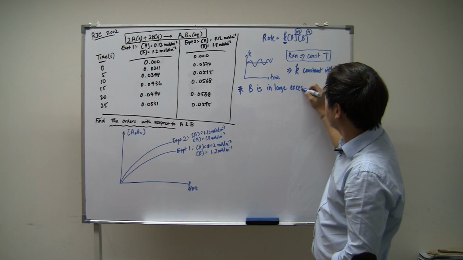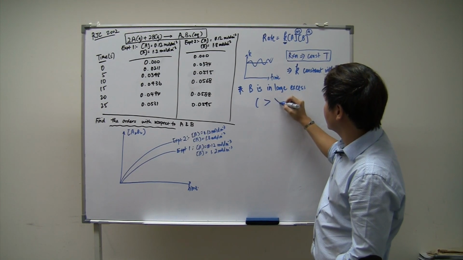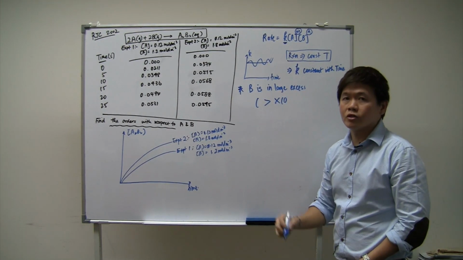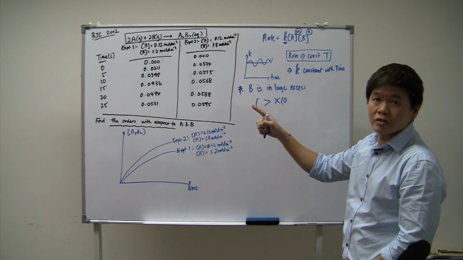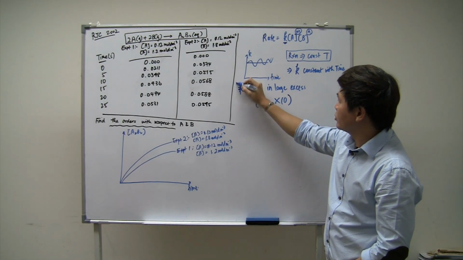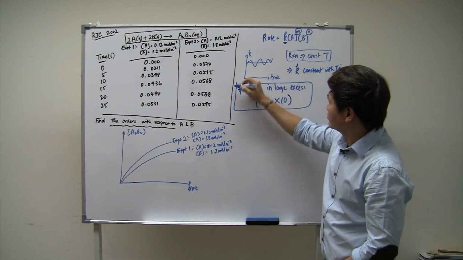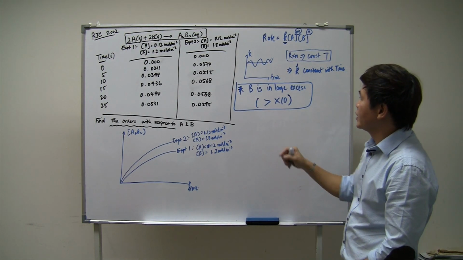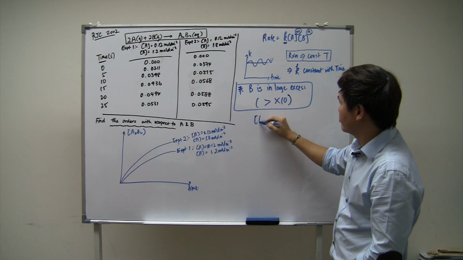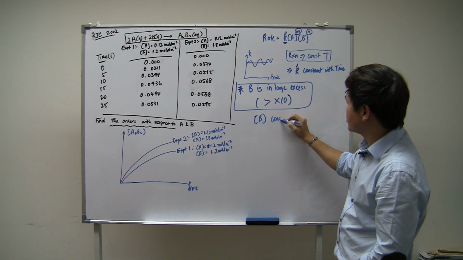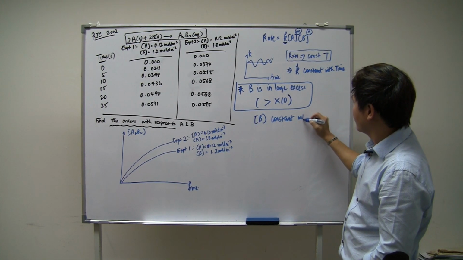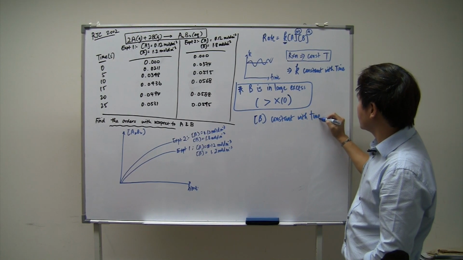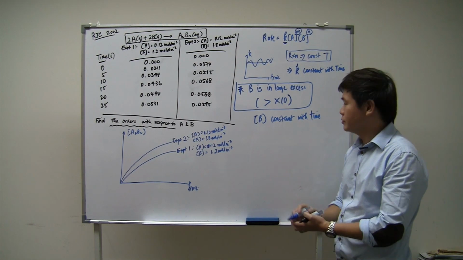Large excess means what? That means it is at least 10 times or 15 times or 20 times more than the other reactant's concentration. Now this is a very important thing. Now what happens is that if B is kept in large excess, what we're going to see is that B's concentration is constant with time as well. You may be thinking this is not possible. No. Let me give you an example.